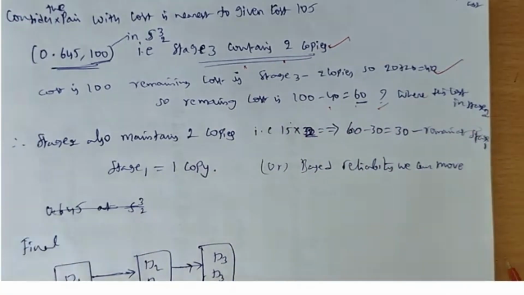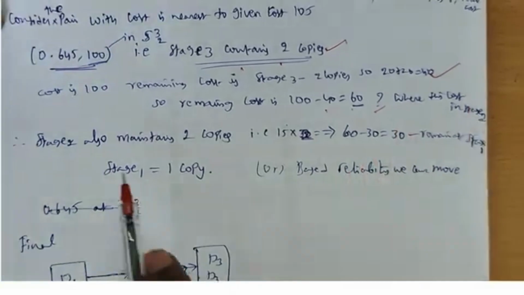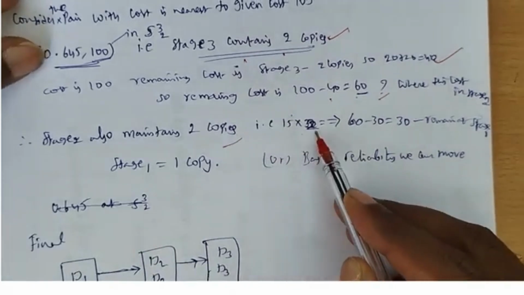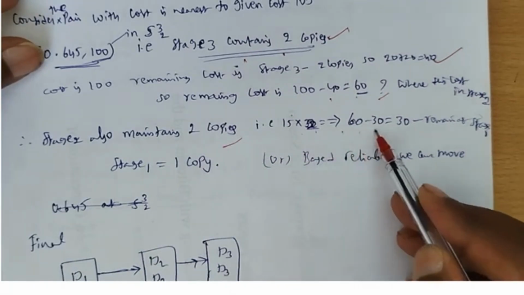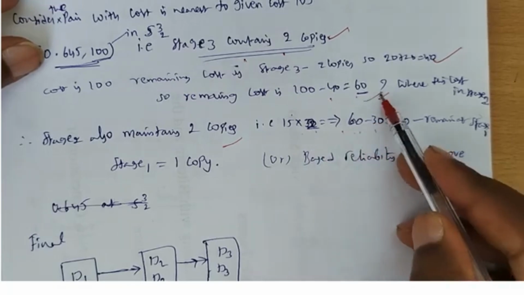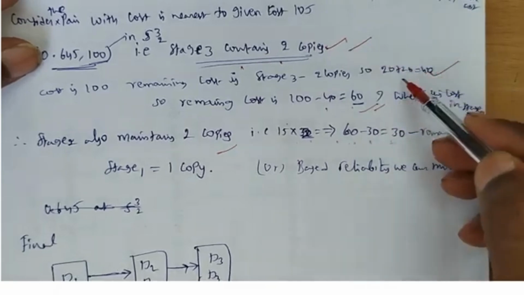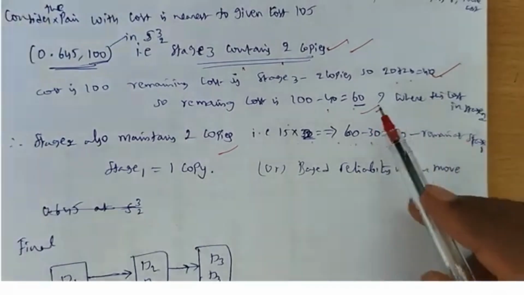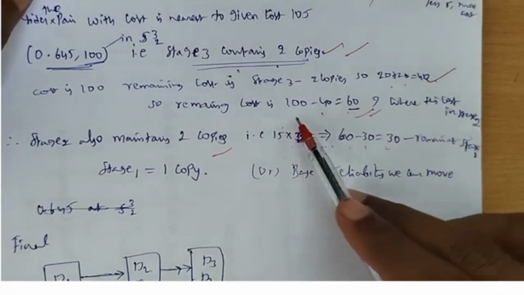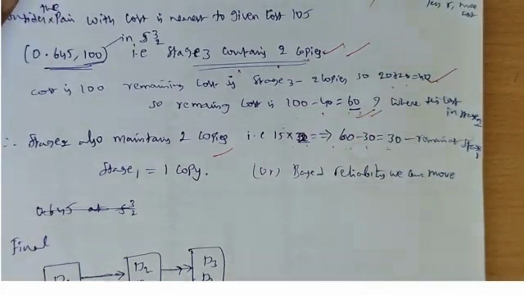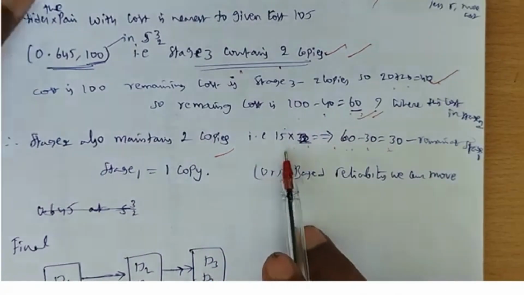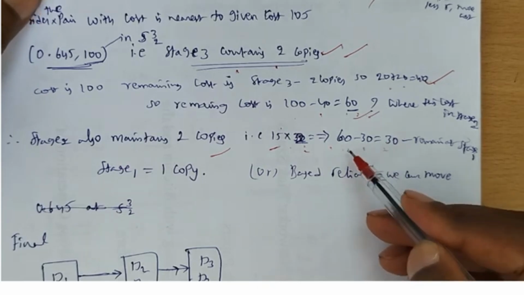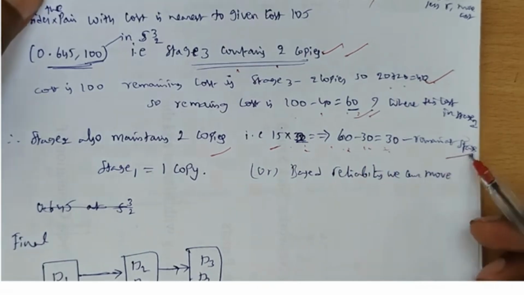Where do we have to fill the 60? Stage 2 also maintains 2 copies, that means 15 into 2 equals 30. So 60 minus 30, the remaining from 60. If we place 2 copies in stage 2, the cost is 15 each, so 15 into 2 equals 30. So 60 minus 30 equals 30. Here we are left with 30.